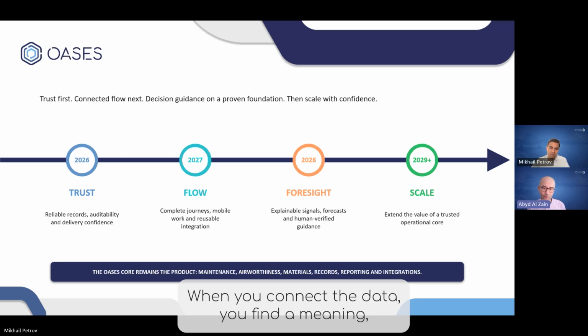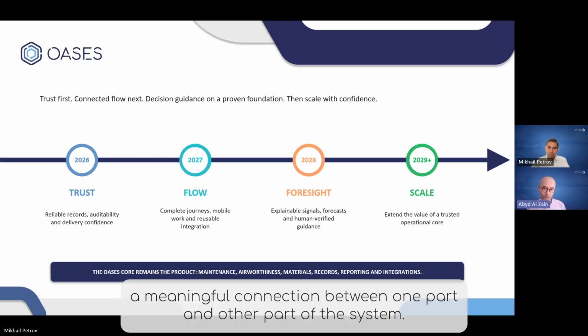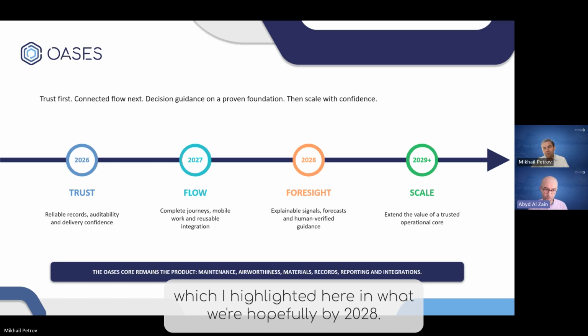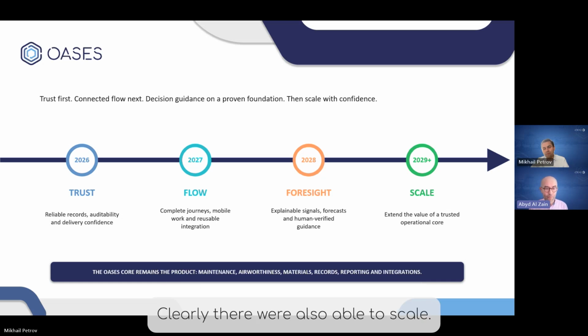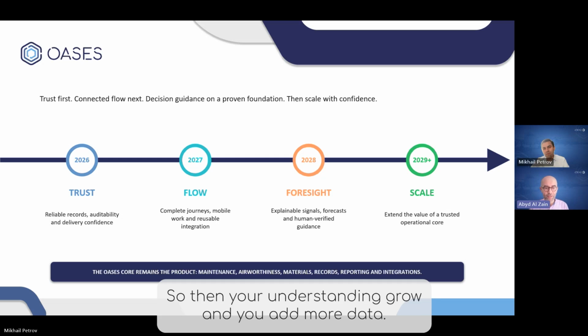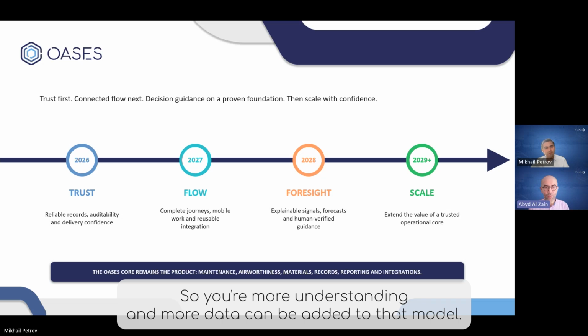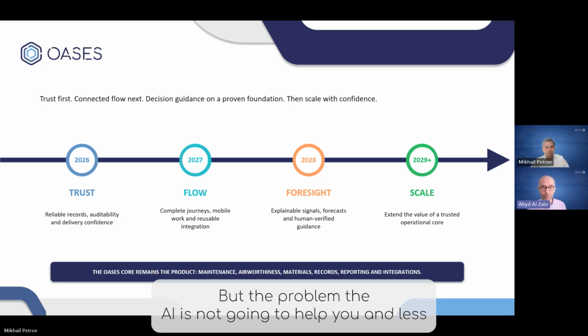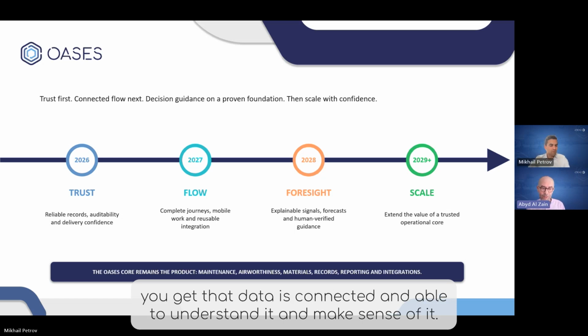When you connect the data, you find meaningful connections between one part and another part of the system. And that's where you can see the foresight, which I highlighted here in what we're hoping for by 2028, but also you're able to scale. So your understanding grows and you add more data, and more data can be added to that model. Based on this, you can use AI. I think everyone knows AI is available, but the problem is AI is not going to help you unless the data is connected, enabling AI to understand it and make sense of it.